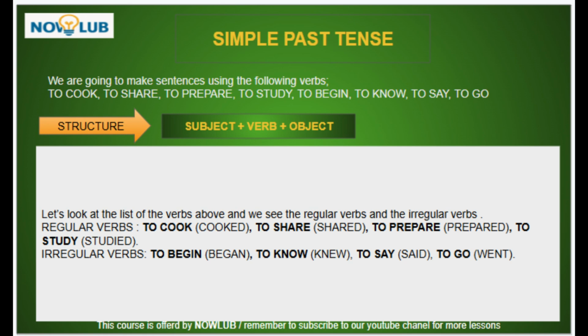The regular verbs that we have in our list: we have to cook. Past tense of cook is cooked. You see, we add only ed. To share is regular. To prepare is regular. To study is regular. So the past tense of to study is studied.